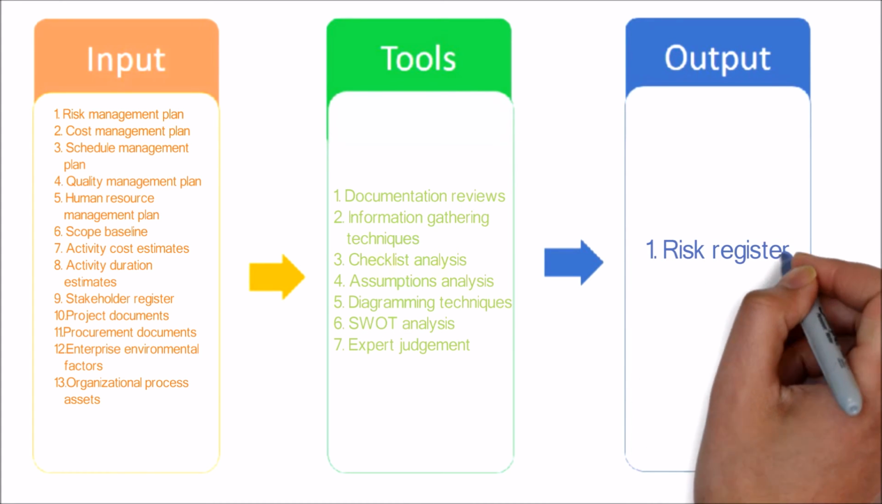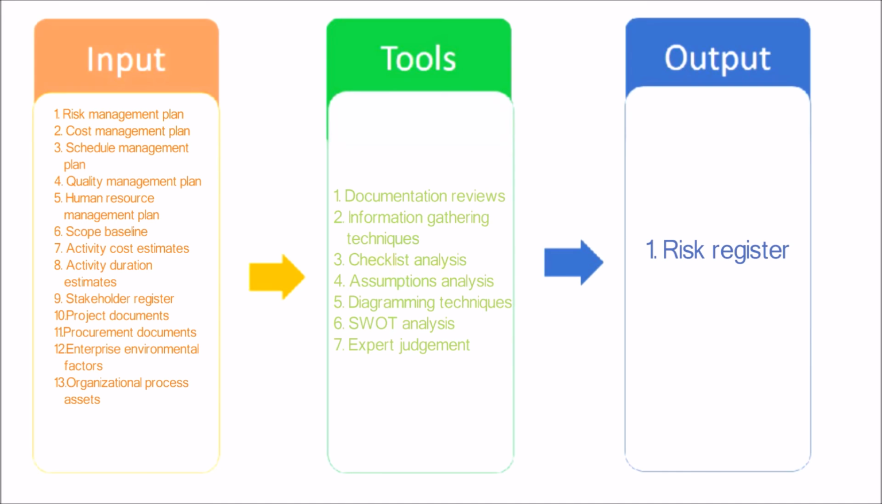Now let's see the output of this process. Risk Register. The primary output from Identify Risks is the initial entry into the Risk Register.